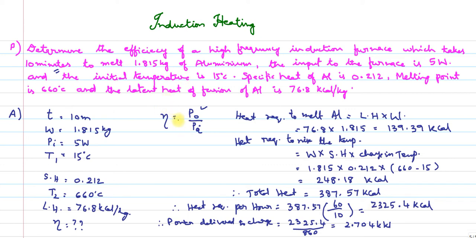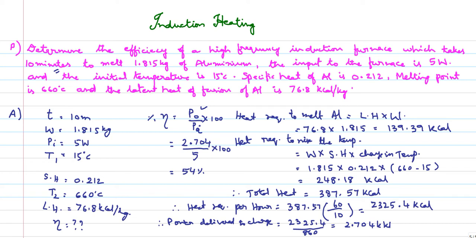Now come back to the previous thing. This is the efficiency, which is equal to output power, 2.704, divided by input power, which is 5 watt. So divided by 5. Let me multiply by 100 also, if it is in percentage efficiency. Okay, so which will be equal to 54%. So this is the way in which we need to solve this problem. First understand the problem properly, then we can solve this problem very easily.